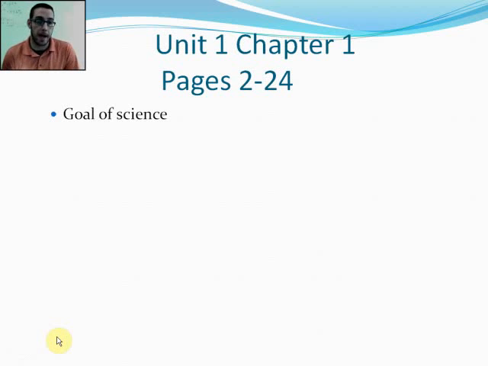Simple and general starting out, what is the goal of science? The goal of science is to explain the world and to make useful predictions. Just like gravity and simple concepts like that. We just want to make sure that we are understanding the world and what's going on around us.